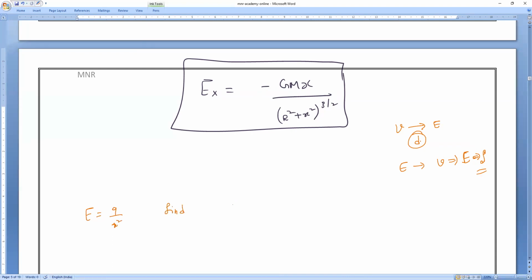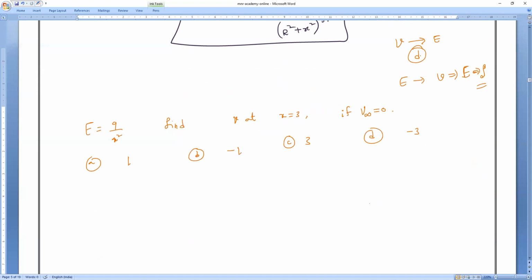Find V at x equal to 3 if V at infinity is 0. Okay, everybody? Clear, everybody? Option A 1, option B minus 1, option C 3, option D minus 3. So make it quick, everybody. Try whatever you can try, you do it and we can discuss.